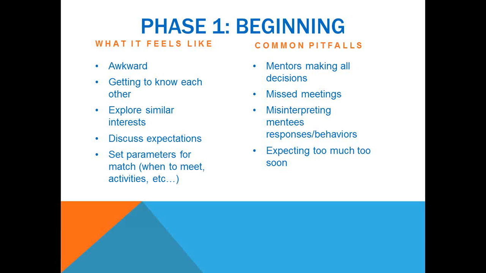Every missed meeting means that it's less time that you have to build the relationship and build the friendship. And many young people still do not have a strongly developed sense of organization. So you may, as a mentor, need to help them learn how to keep track of your meetings.